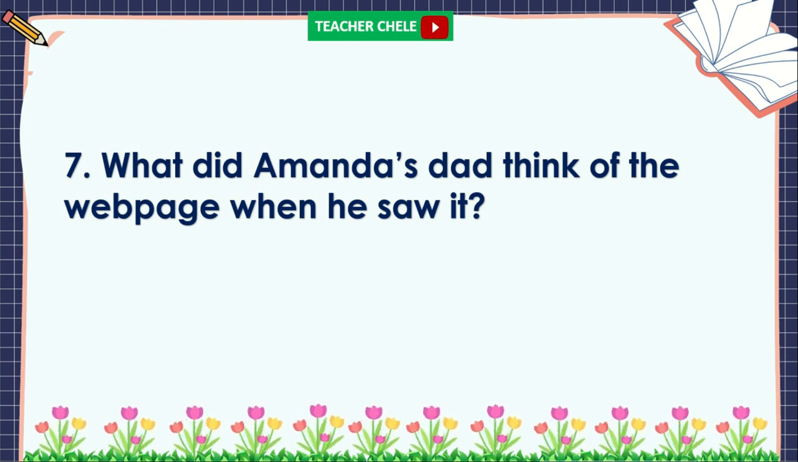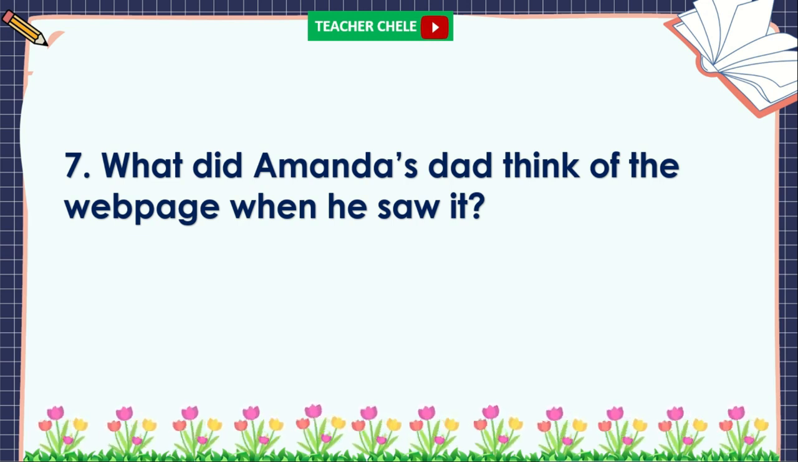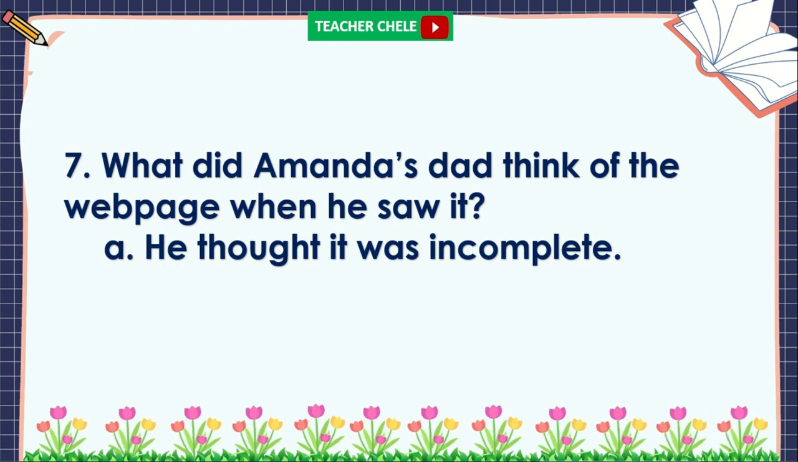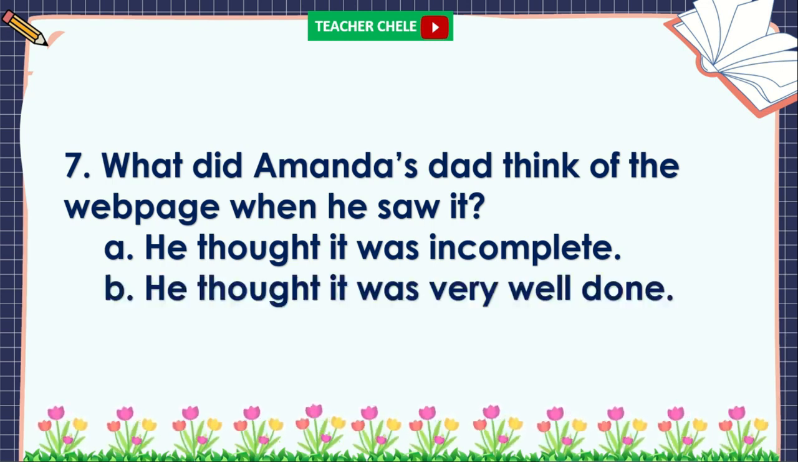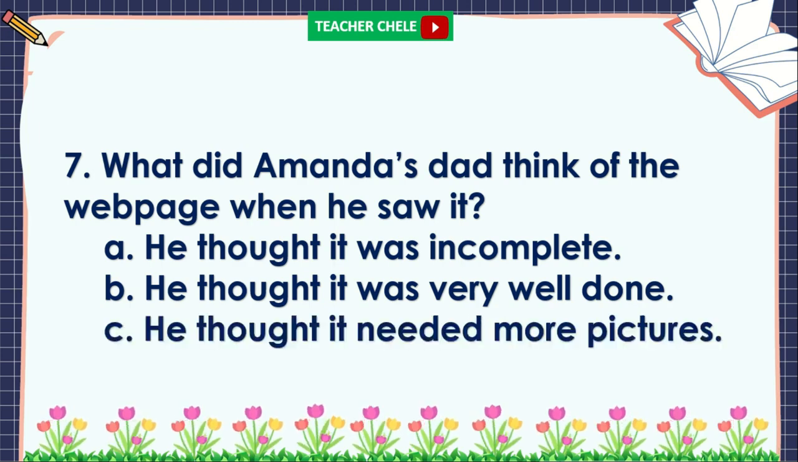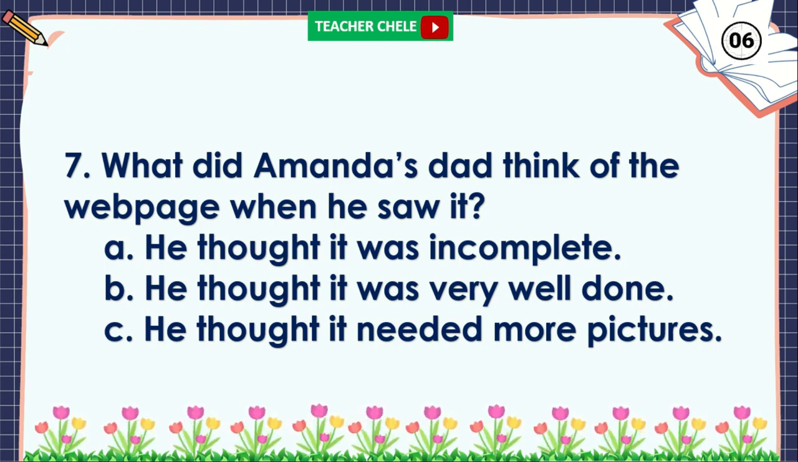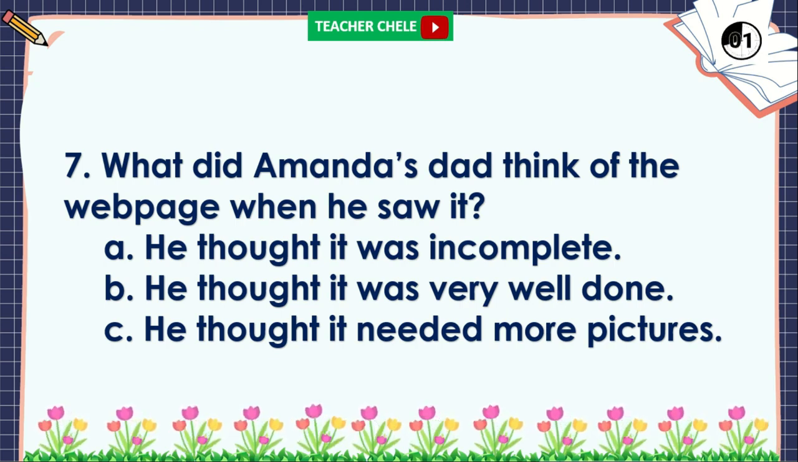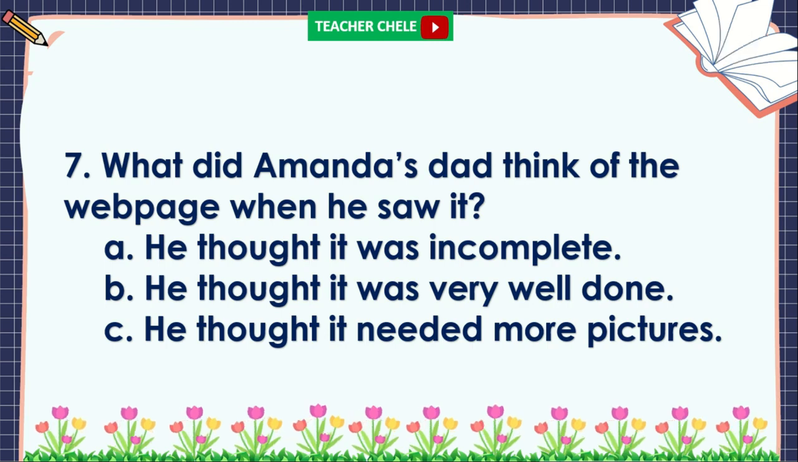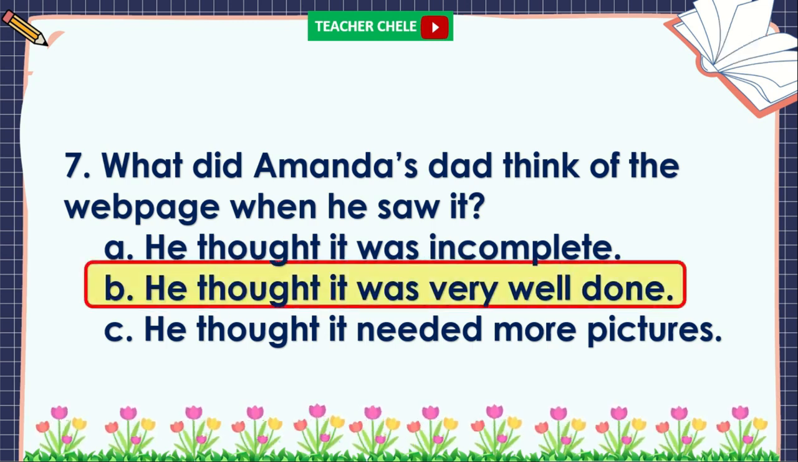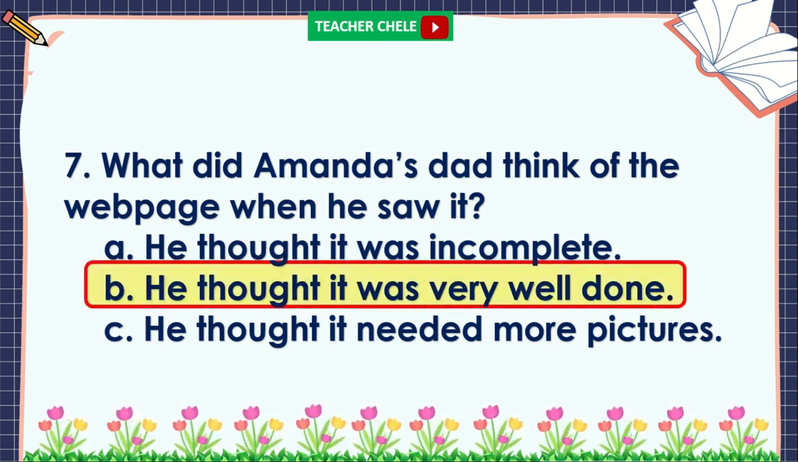Number 7. What did Amanda's dad think of the webpage when he saw it? A. He thought it was incomplete. B. He thought it was very well done. C. He thought it needed more pictures. You're right. The correct answer is letter B. He thought it was very well done.